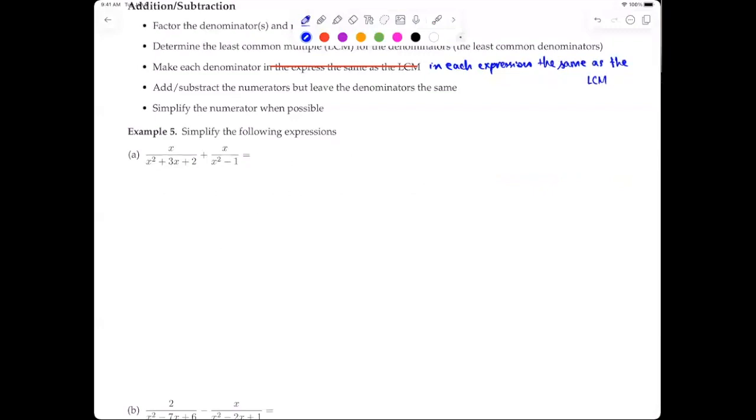All right, so let's take a look at the following examples. So you have two rational expressions added together. First step is to factor the numerators and the denominators when possible. So you have x over, so the first expression, you factor the denominator and it gives you x plus 2 times x plus 1. And for the second expression, you have x plus 1 times x minus 1.